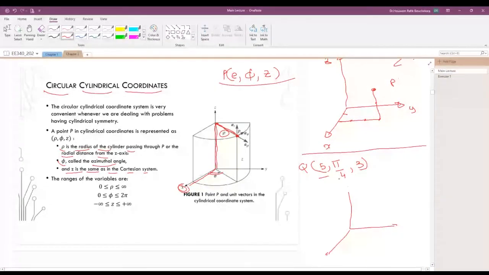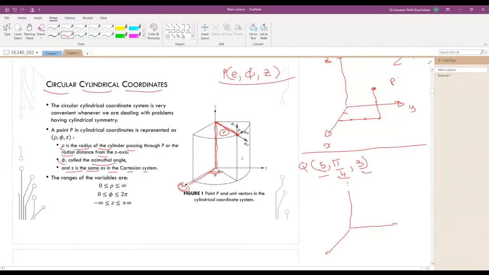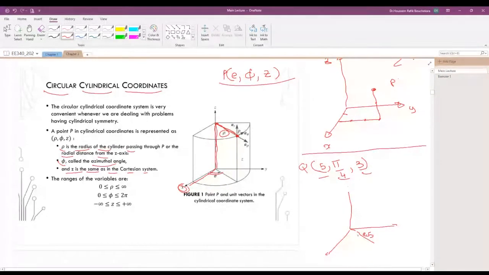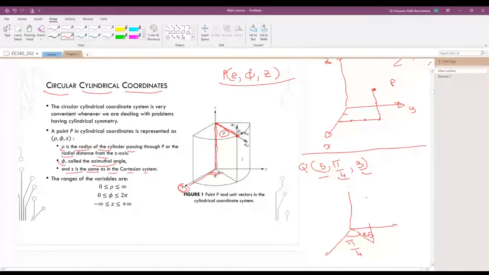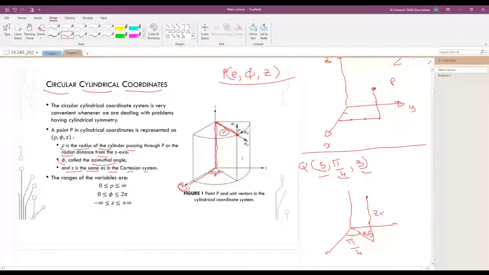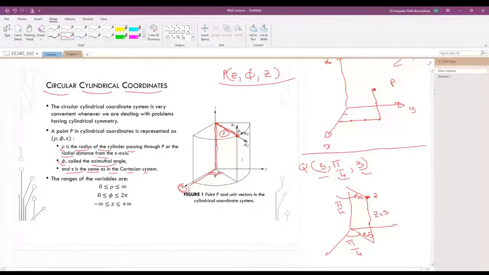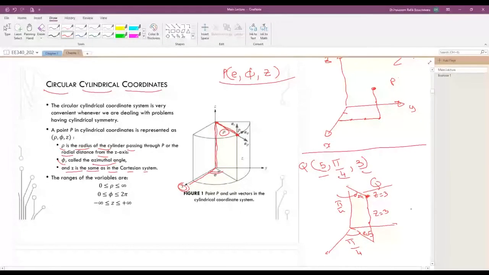We said for a point to be represented using the cylindrical coordinate system, the rho must be 5. This is the rho. And the angle should be pi over 4. And the elevation, 1, 2, 3, the z must be equal to 3. So this is the point Q, where rho is equal to 5, the angle is equal to pi over 4, and z is equal to 3. So this is the point Q.